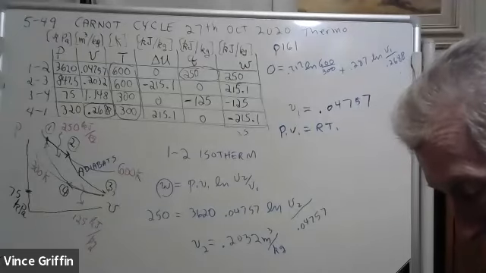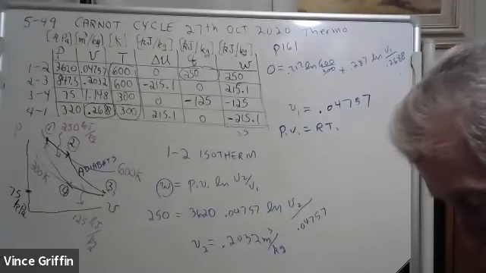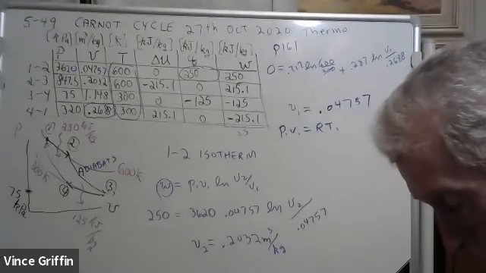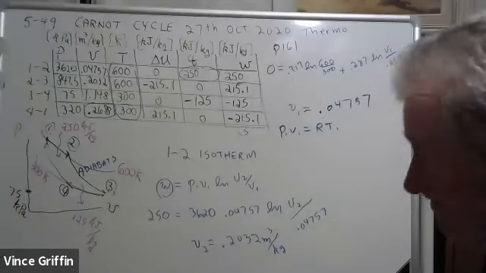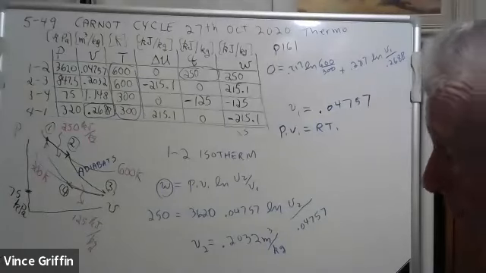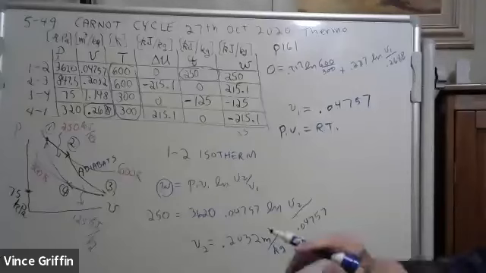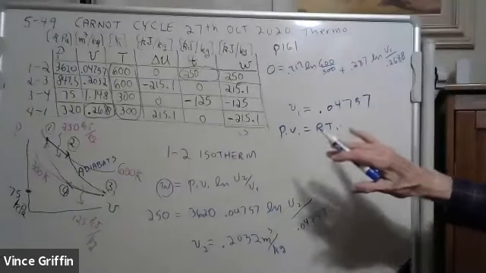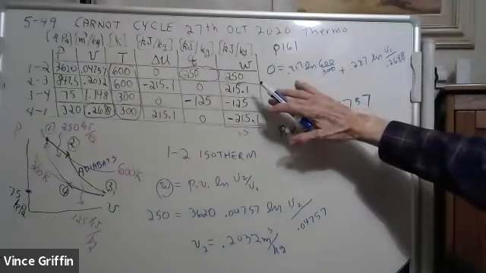Did you want any more help? Any comments or questions on the Carnot cycle? Okay, Mr. Griffin. Yeah. Okay. I'm not getting that V1 as 0.4757. Can you show me how you did it? Yeah, the V1. Now let's go through it. Okay, here goes.